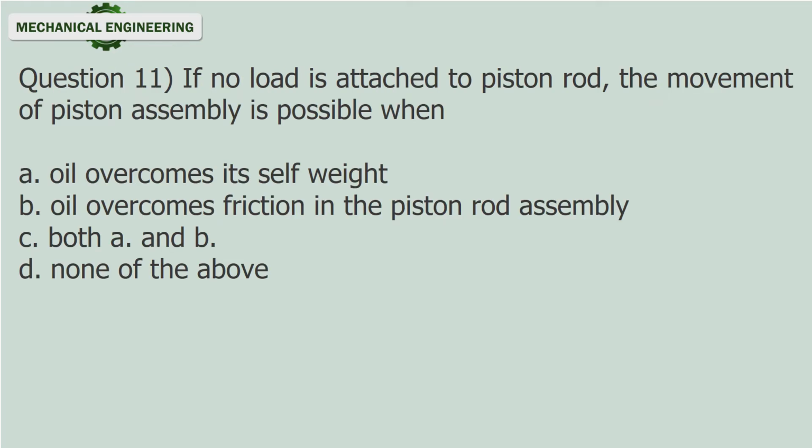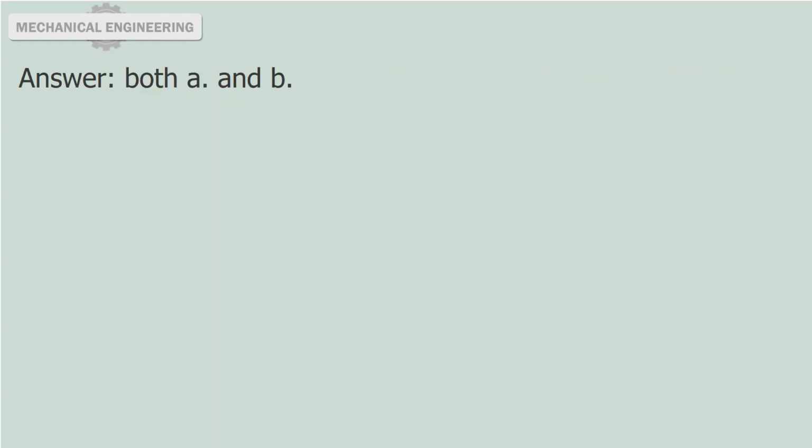Question 11. If no load is attached to piston rod, the movement of piston assembly is possible when A. Oil overcomes its self-weight. B. Oil overcomes friction in the piston rod assembly. C. Both A and B. D. None of the above. Answer: both A and B.